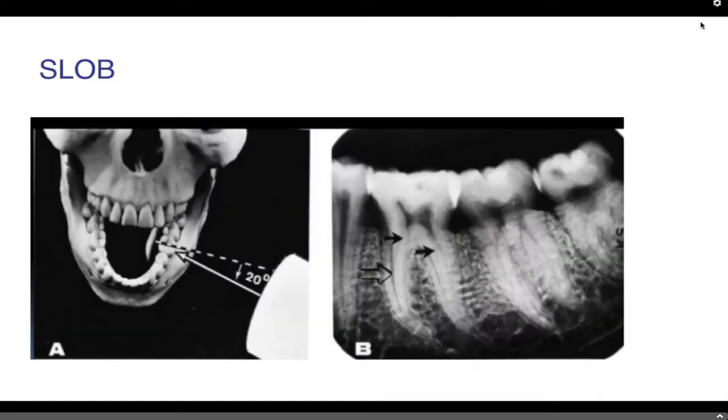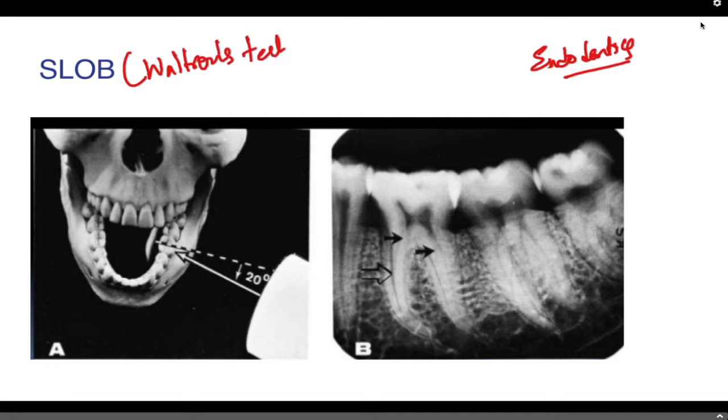So apart from the SLOB rule, there is a slight modification of the SLOB rule. This technique is basically used in your endodontics. It's almost the same. Basically, the technique is used to identify the extra canal. It's not actually the SLOB rule, but a slight modification of it. This is called Walton's technique. You change the angulation by 20 degrees from the previous exposure. You take an exposure, then change the angulation by 20 degrees. This change of angulation by 20 degrees and comparing the two X-rays is called Walton's technique, which is used in endodontics to identify the extra canal.